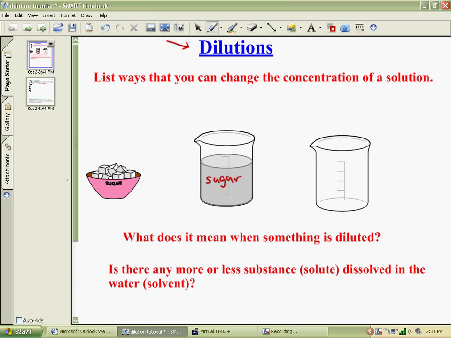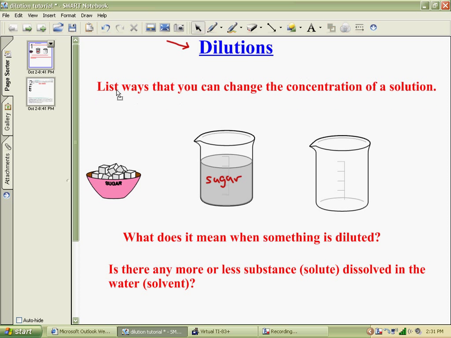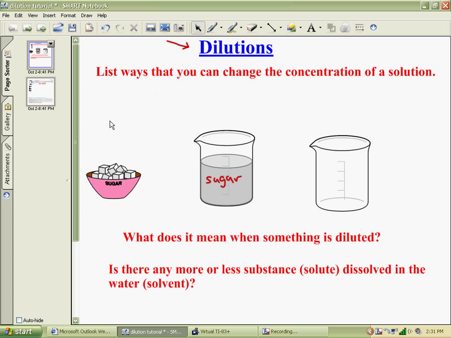So the question I have written here is list ways that you could change. I would go through with the class and say, what are some ways you could change the concentration? People would tell me that they could add more sugar, which is an excellent idea. It doesn't deal with dilutions, but that's one way. It's tough to take sugar out, though, so that is one that they sometimes come up with that doesn't work. You can't really take sugar out.